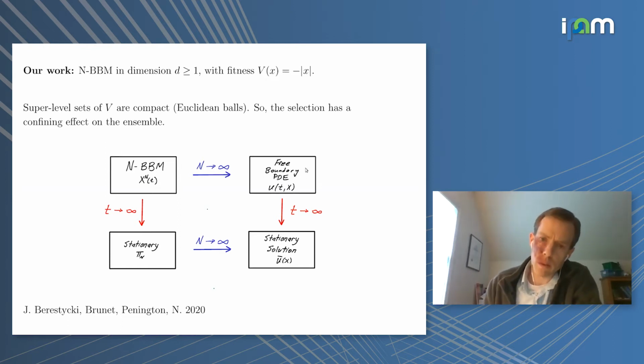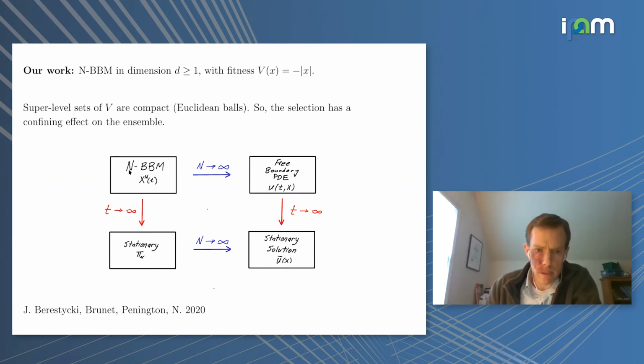We prove global existence and uniqueness for the solution of the free boundary problem. We also prove that as t goes to infinity, the solution of the free boundary problem converges to a stationary solution, which I will denote by u bar, and this solves a certain eigenvalue problem.